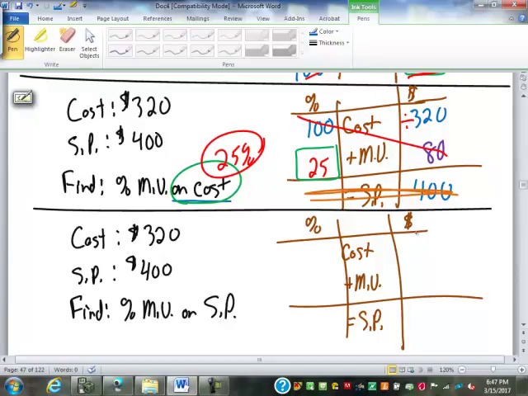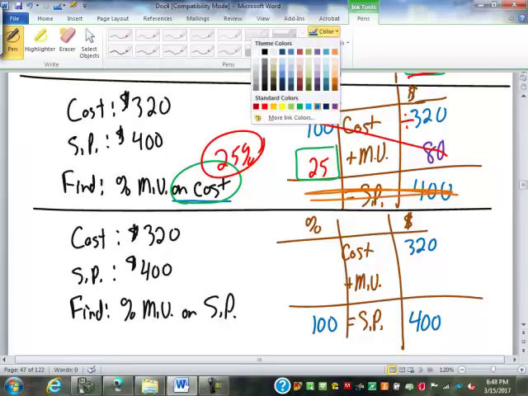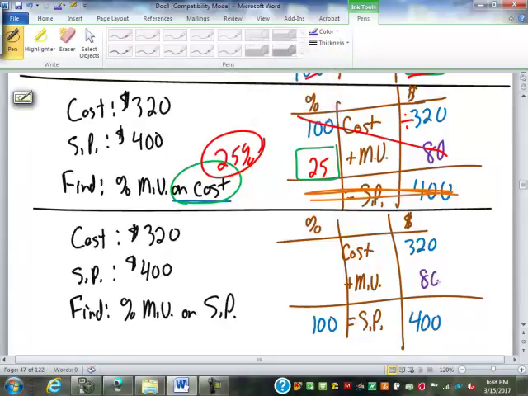So the 320 goes in the dollar side of the cost. 400 goes in the dollar side of the selling price. 100 goes in the percent side of the selling price. Good. And we once again can find the dollar markup as 80 because it's the same as above, just the difference between the 320 and the 400.